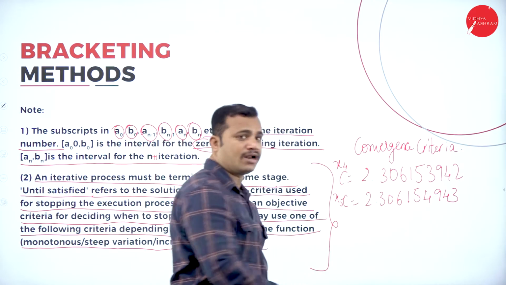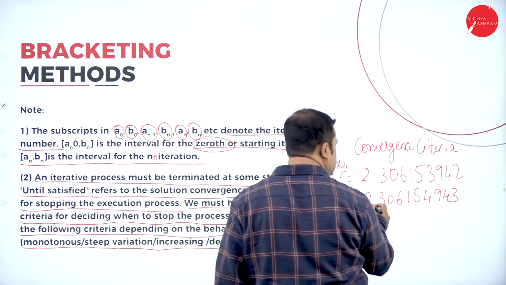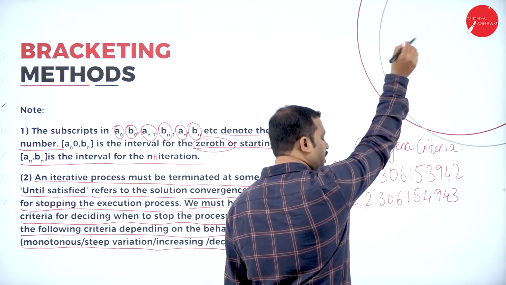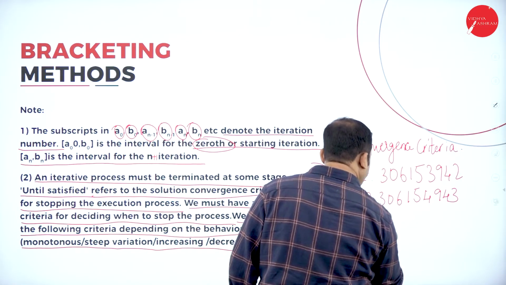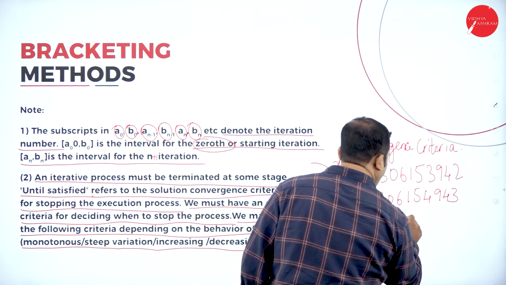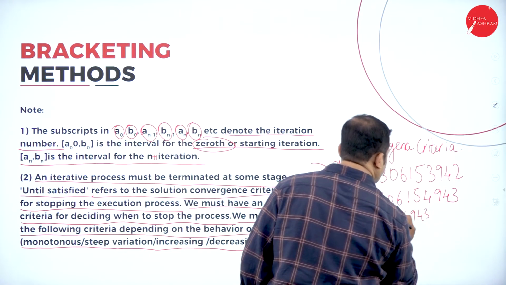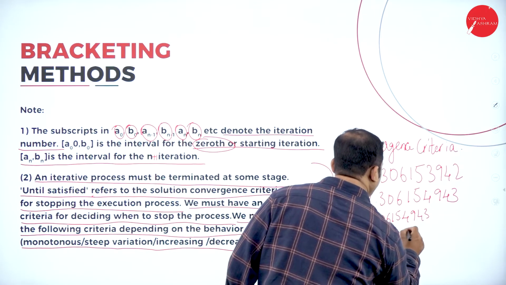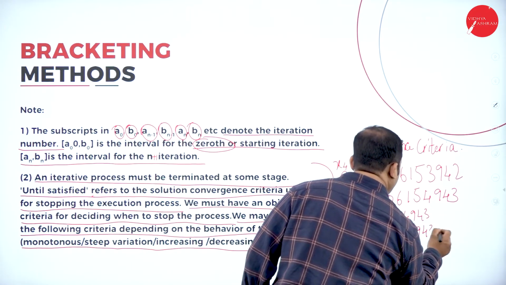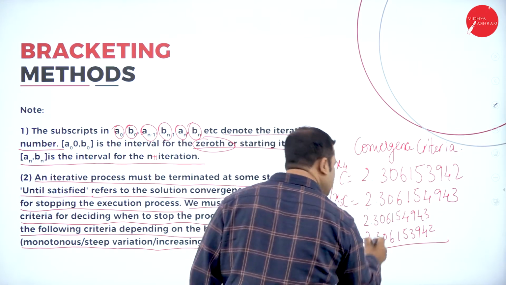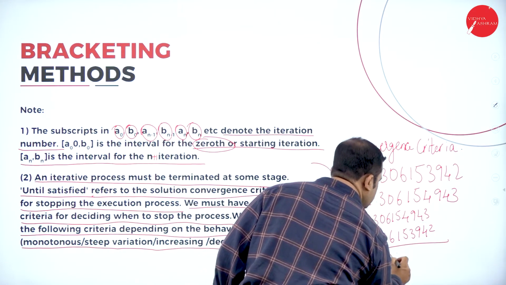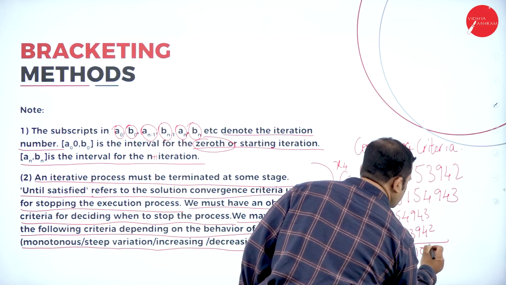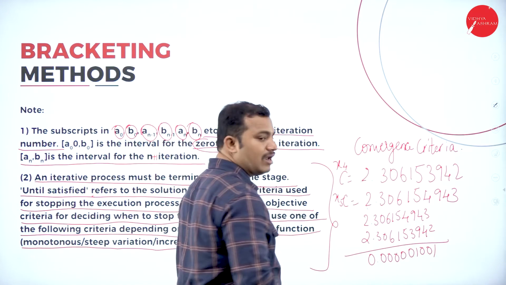What is the relative error of this? I will subtract this from this, or this from this. If I do that operation, what happens? That is, 2.306154943 minus 2.306153942. If I subtract this, I will get a value which is equal to 0.000001001. This is the value I have obtained.